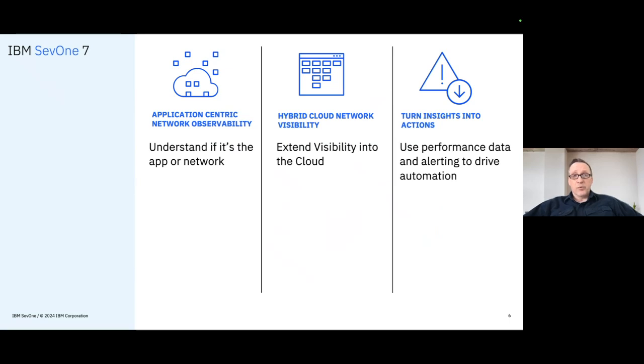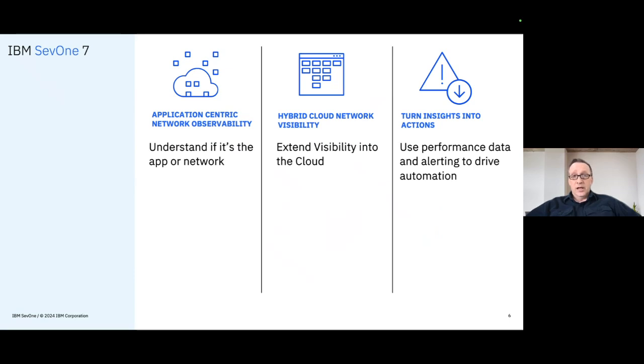Okay, so with SevOne 7, we're currently on 7.2 right now. And with SevOne 7, some of the areas that we're focusing on are this idea of application-centric network observability. There's always been the age-old challenge: everyone says the network is slow, but is it really the network, or could it be something in the application infrastructure that's causing it?